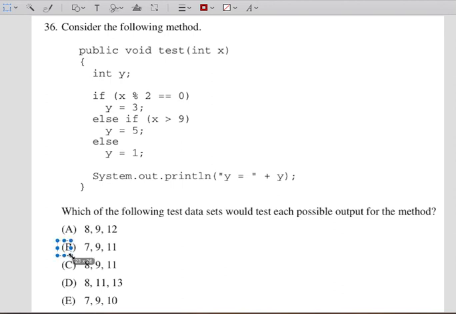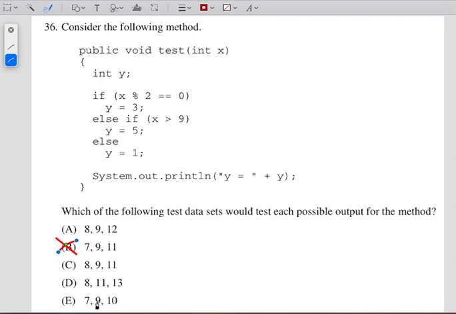So B cannot be the right answer. Bad answer, okay? So we need at least one even number. Then you say, well, when would you ever print out y equals 5? Well, you need a number greater than 9, but notice this is a cascading if, so you need a number greater than 9 that is not even, right?